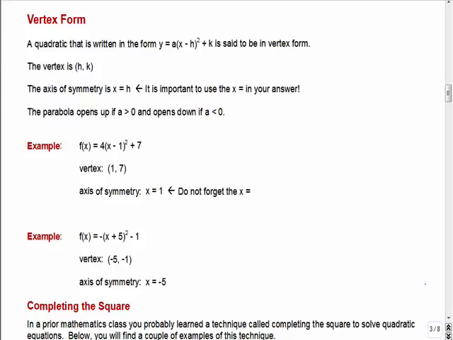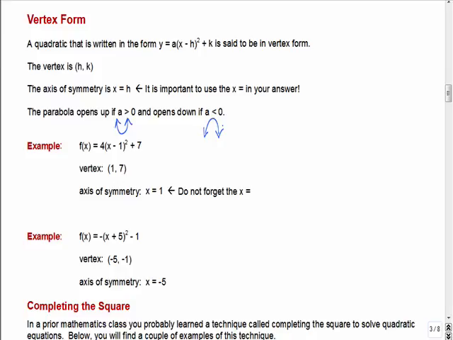Notice also the parabola will open up if a is greater than 0, and it will open down if a is less than 0. So if a is greater than 0, our parabola has this general shape, and if a is less than 0, it will have this general shape. Let's take a look at a couple of examples.